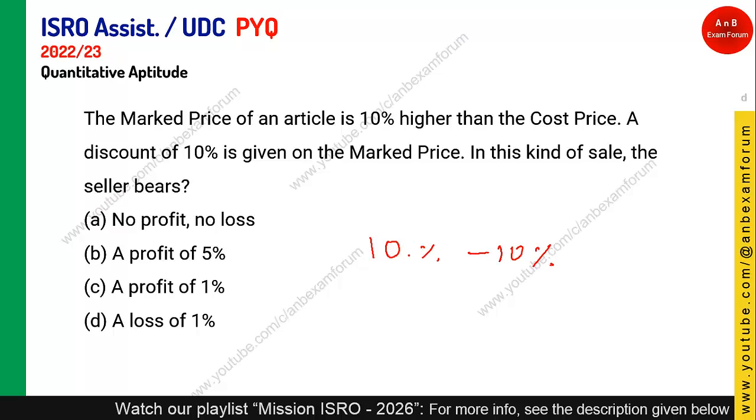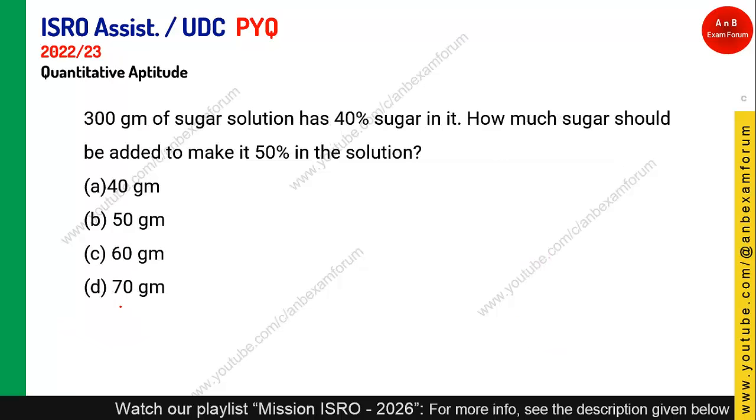Okay, again a successive case. So you can see 10, minus 10, because we have to multiply this, so plus minus is minus. 10 into 10 is 100, 100 divided by 100, so it becomes 1. So 10 minus 10 is what? 0, so minus 1%, so it will be a loss of 1%, right? So a simple one, so option D is the right answer. Let's see the next question.